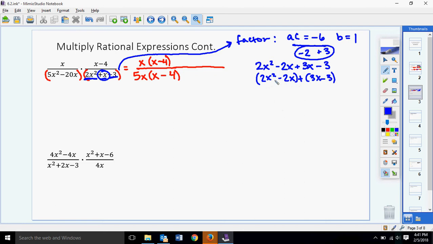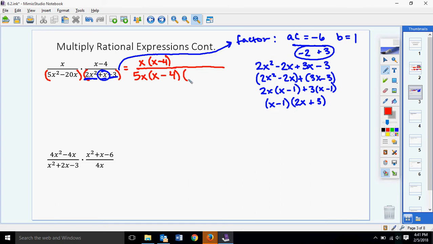Now, after you group, you have to look to pull something out of both of the groupings. So I can take out a 2x from the first grouping, and I'd be left with x minus 1. And I can take out a 3 from the second grouping, and I'd be left with an x minus 1. As soon as you notice that there are two x minus 1s, go ahead and factor out an x minus 1 from both. If you take out an x minus 1 in the first group, you're left with a 2x, and in the second group, you're left with a 3. This is the factored form.